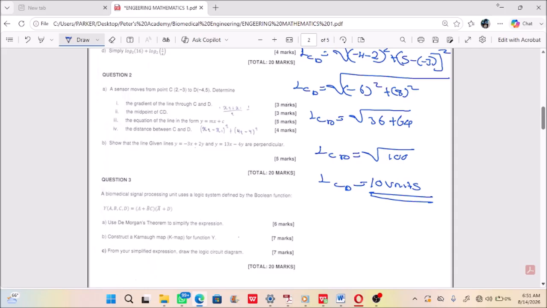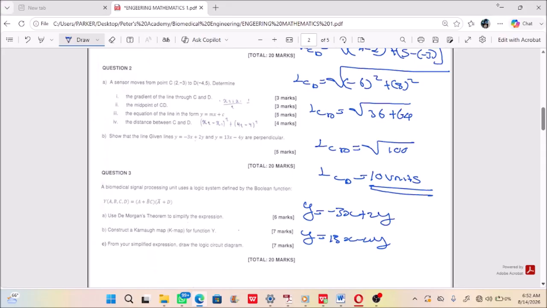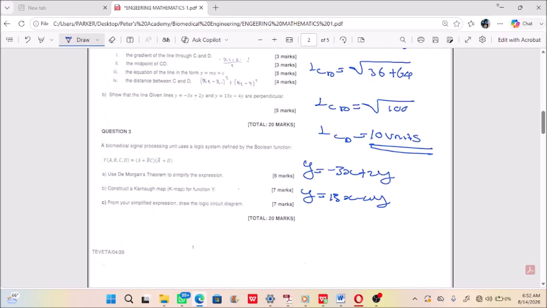Question B reads: show that the given lines y equals negative 3x plus 2y and y equals 13x minus 4y are perpendicular. Perpendicular lines satisfy this equation: m1 times m2 equals negative 1.